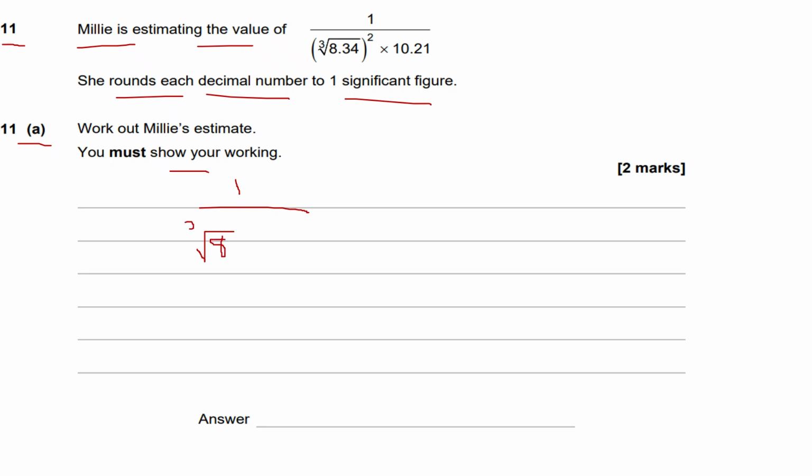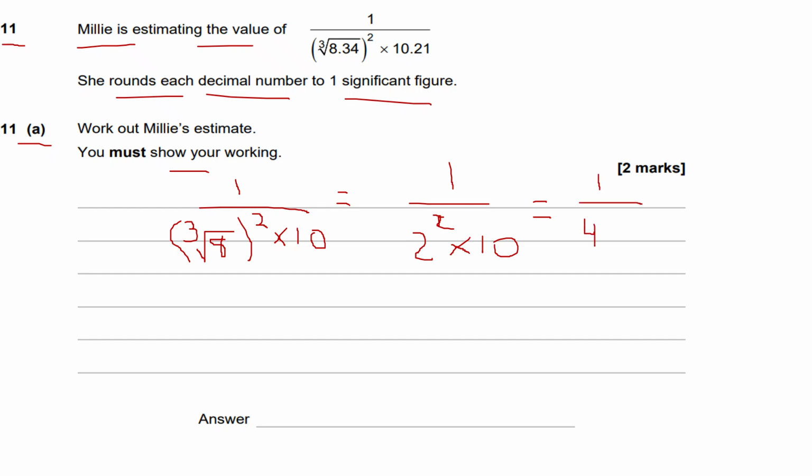So 1 over the cube root of 8, all squared, and then 10.21 rounds just to 10, so times it by 10 to one significant figure. Okay, is the first non-zero number and then followed by zeros. Well, the cube root of 8 we should know is 2, so we're going to have 1 over 2 squared, okay, times by 10. Again, using your calculator or using the laws of BIDMAS, order of operations, I do 2 squared first. So I have 1 over 4 times 10.